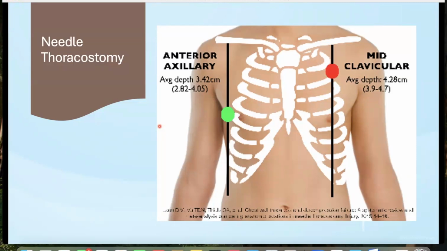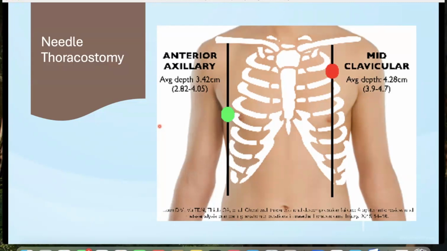If we're going to do the anterior approach, we go at a mid-clavicular line between the second and third intercostal space. And again, same concept. We're going to advance that needle in until we get a pop and a hiss, and then slowly thread the catheter down over that needle. And then you want to leave it in place.